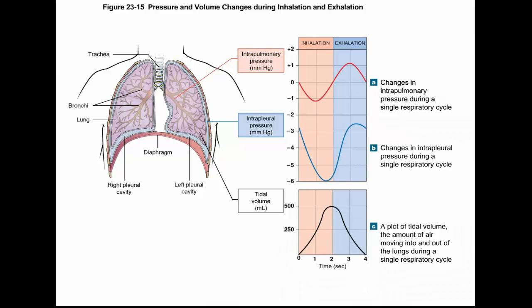So you can see that there are changes in intrapulmonary pressure during a single respiratory cycle, and also changes in intrapleural pressure. And if we were to plot the tidal volume, or the amount of air moving in and out of the lungs, you would see that there is a correlation between changes in pressure between the intrapleural and intrapulmonary pressure.